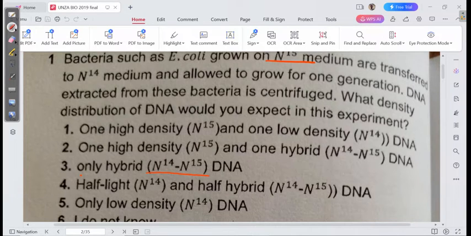Option 4 is saying half heavy nitrogen, half light nitrogen, that is nitrogen 14, and half hybrid, that is combined. Then option 5, only low density, that is you are only going to have nitrogen 14 DNA. Option 6, of course, I don't know. So what would be the correct option to this question? After one generation in a nitrogen 14.